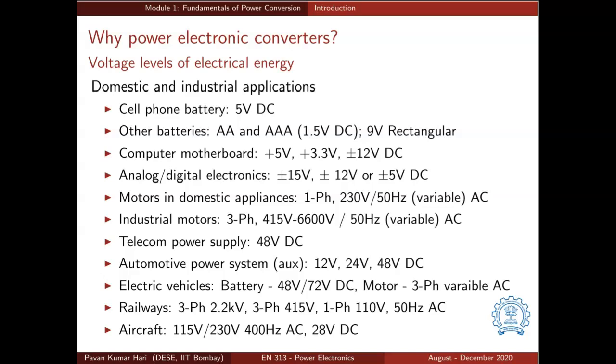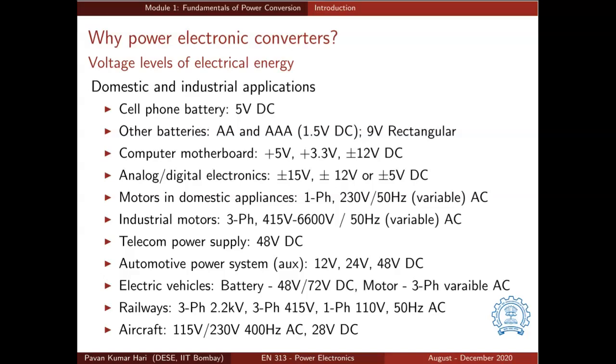For example, consider a cell phone battery, which typically works on 5 volt DC. But the voltage available at our home is single phase 230 volts 50 Hz AC. What is this 230 volts? It is the root mean square value of the sinusoidally varying AC voltage. If we want to charge our phone, we need to apply 5 volt DC to the phone's battery.